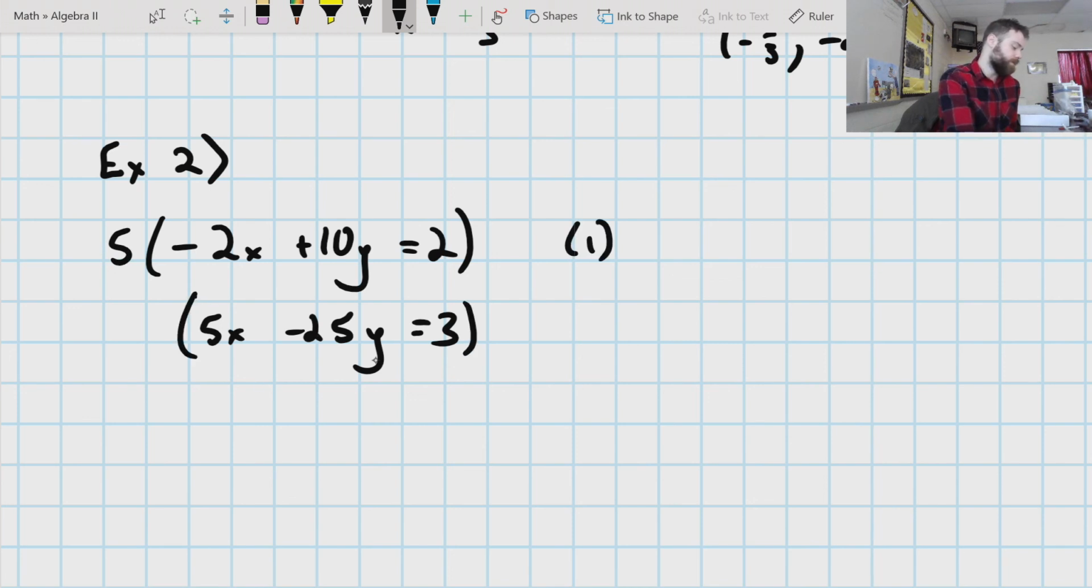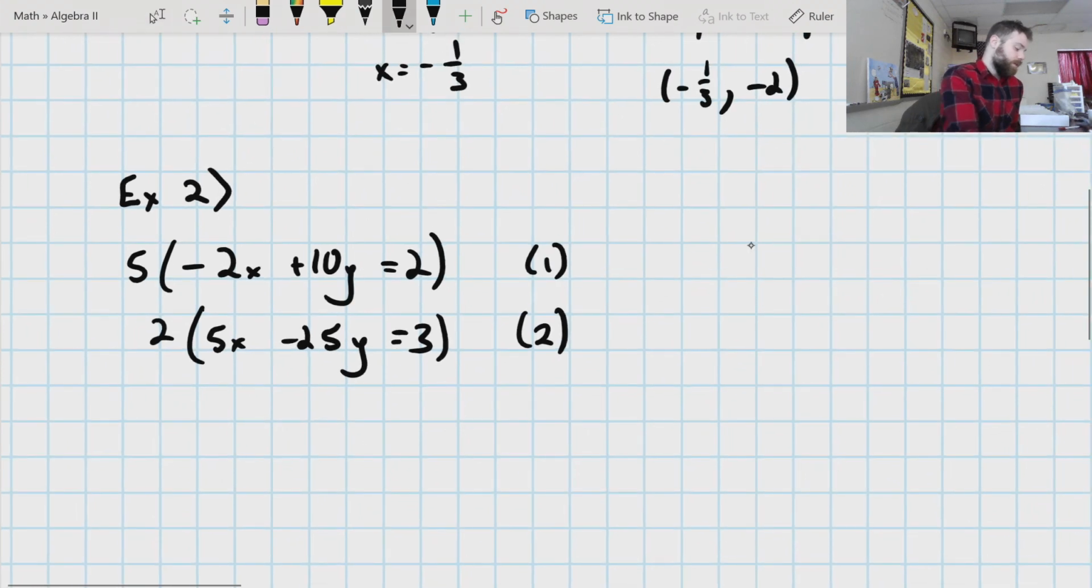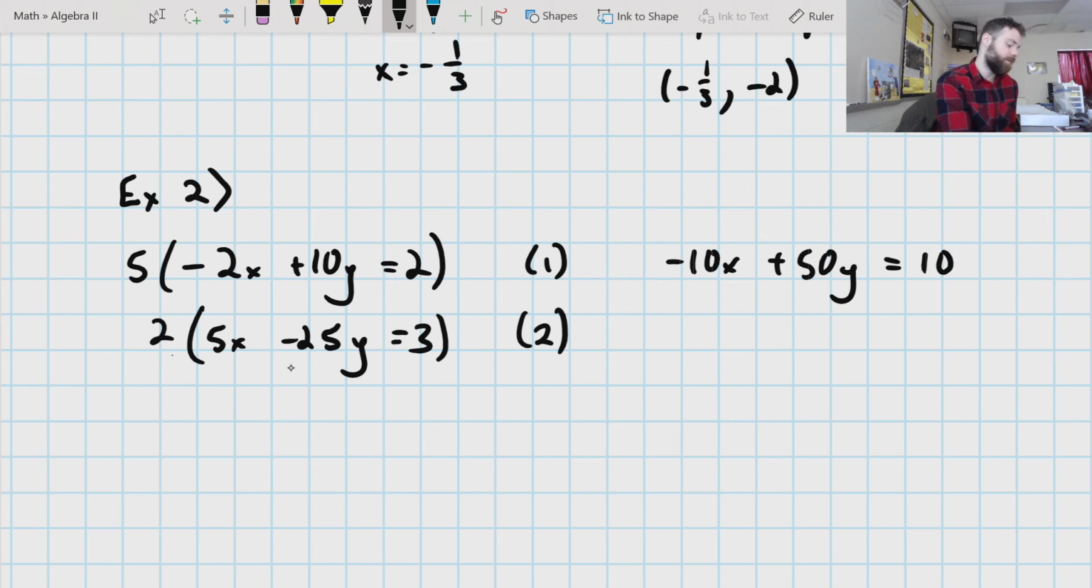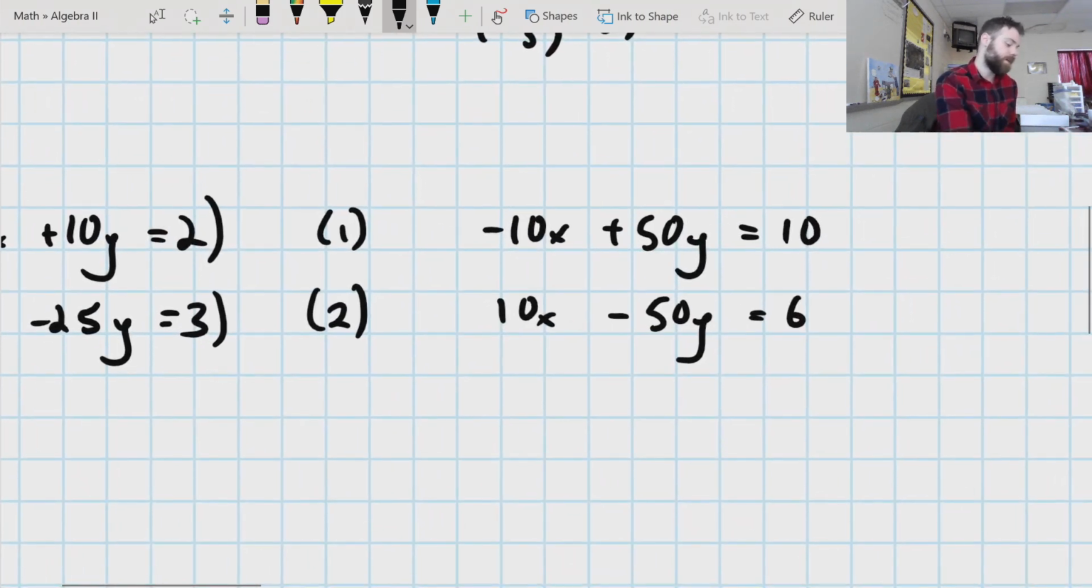And then I can multiply this bottom equation by 2. So if I multiply this top equation by 5, I get negative 10x plus 50y equals 10. And then the bottom equation, if I multiply it by 2, I get 10x minus 50y equals 6. So if you take a look here, negative 10x and positive 10x will cancel.